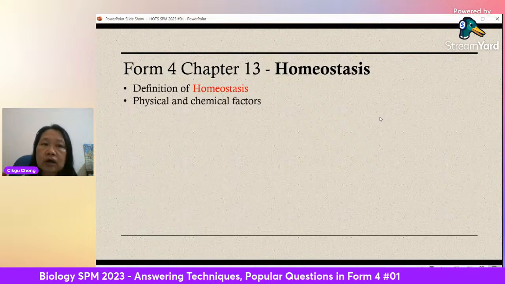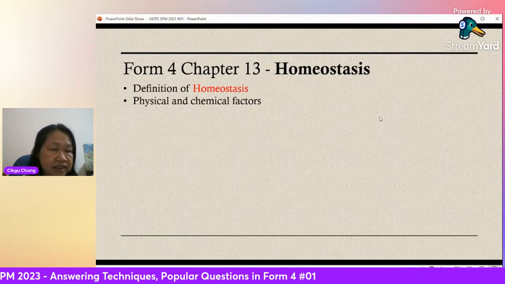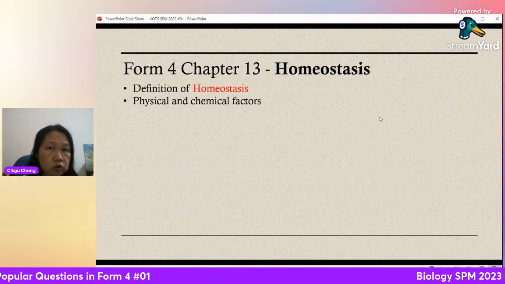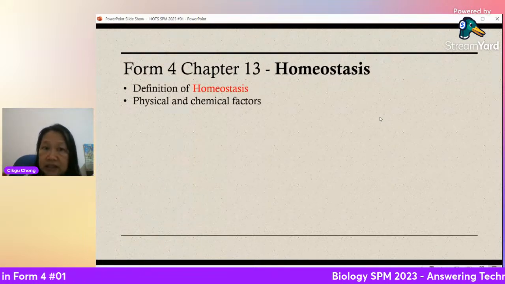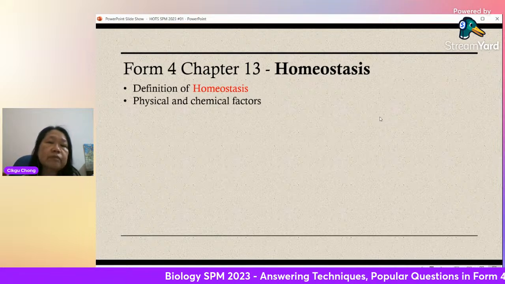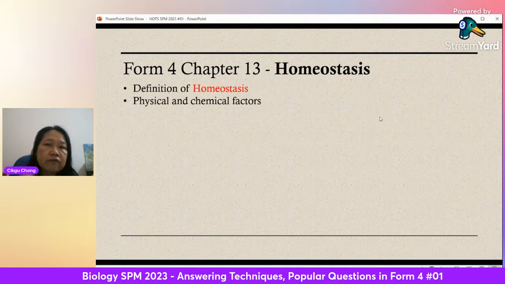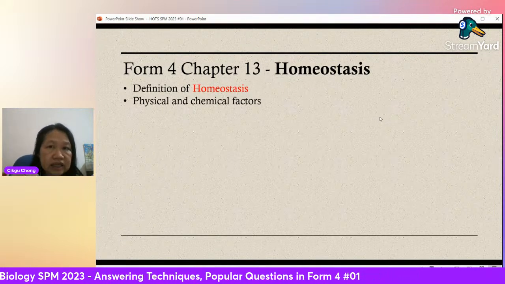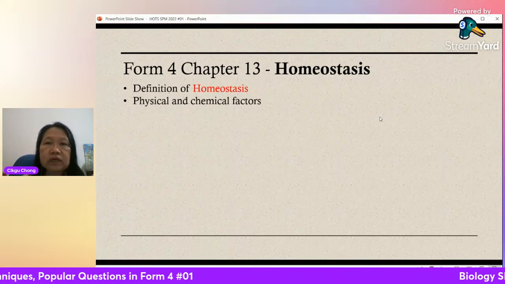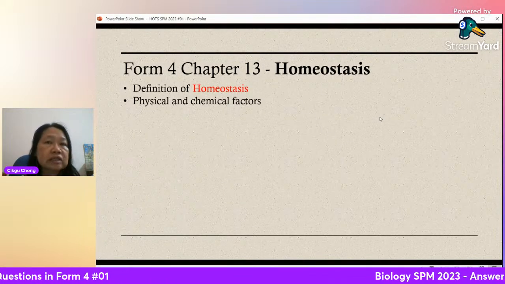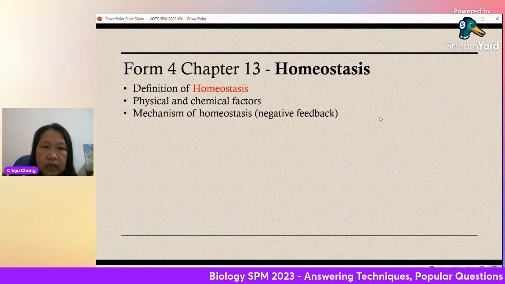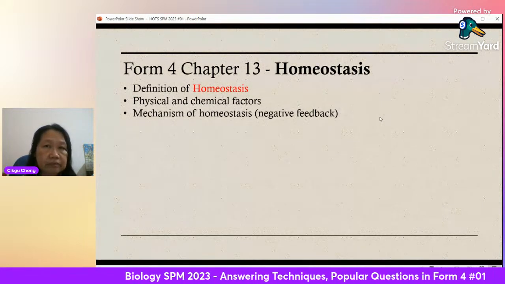Next, give examples of physical and chemical factors. These are the factors that the body wants to control to keep at a constant level so that our cells will be able to function optimally, berfungsi dengan secara optimum. My slides will be later. The next slide will have all my questions and answers in dual language, dwibahasa. So for here, look at the subtopics, subtopik yang penting.